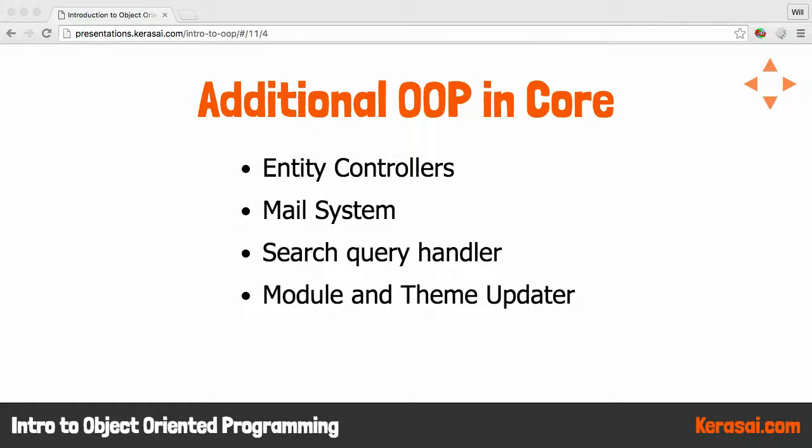The search query handler, that's for the core search module. If you don't like the query that it's using to extract results out of the search index, you can write your own. So that's pretty neat. And then the module and theme updater, so the functionality of Drupal to pull down a module or theme from Drupal.org and update it on your site. That's all object-oriented based. And so we've got a module updater and a theme updater. Any idea what the parent class is? Updater. Updater, yes.